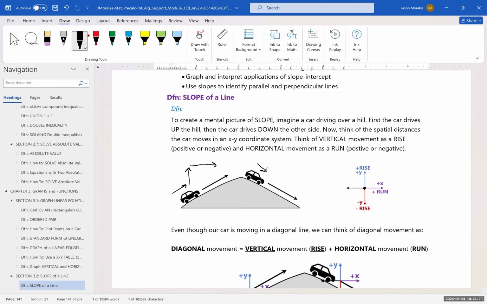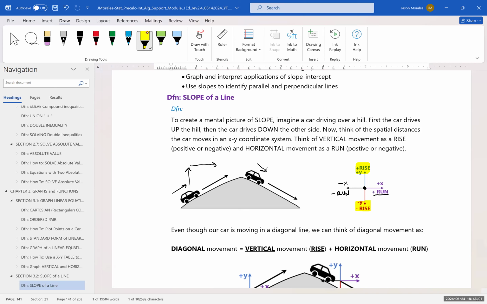So from any one point, we have a positive run to the right and a negative run to the left. That corresponds with positive values of x being to the right and negative values of x being to the left. And then we also have positive and negative rises. A positive rise correlates to positive values of y, and a negative rise correlates to negative values of y.